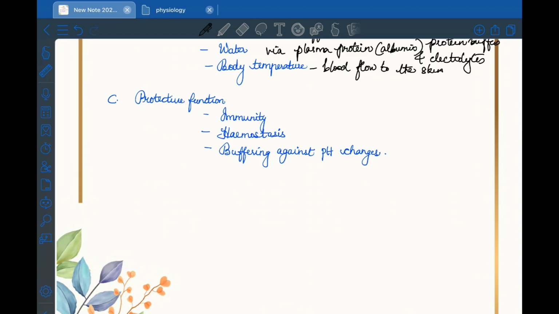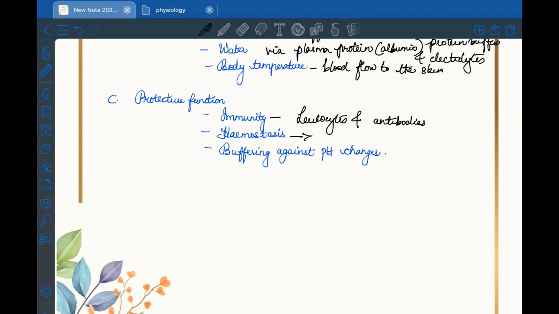Now, what is meant by the protective function of blood? Immunity. That is, leukocytes, which are WBCs, and antibodies will defend against pathogens. So, the main immune mediating cells here are the leukocytes and antibodies. So, they will help in fighting against the pathogens. And hemostasis is related to blood coagulation and blood clotting.